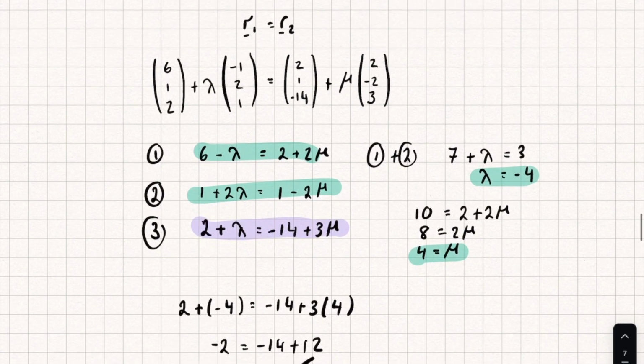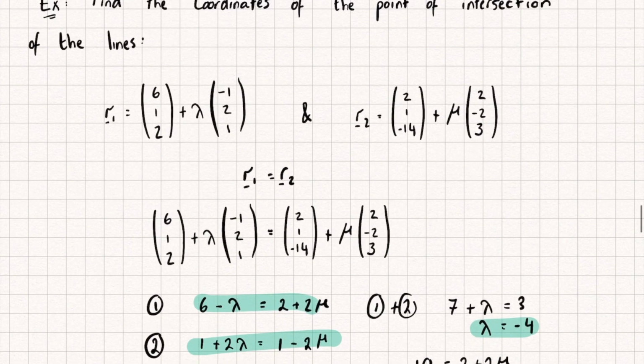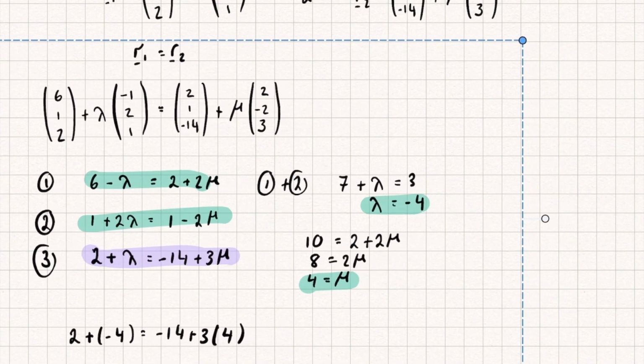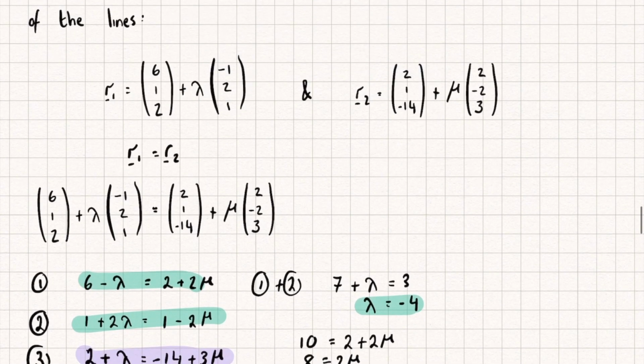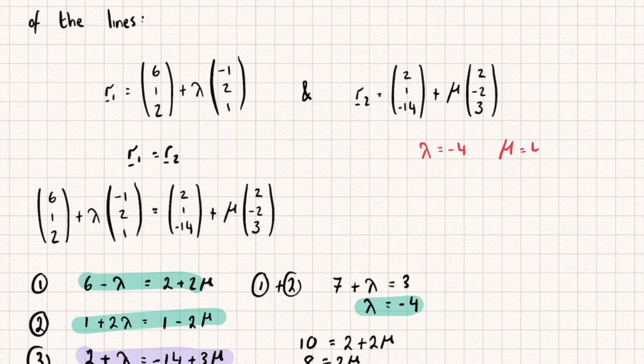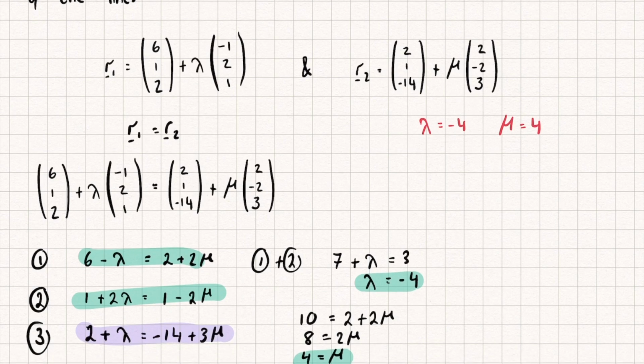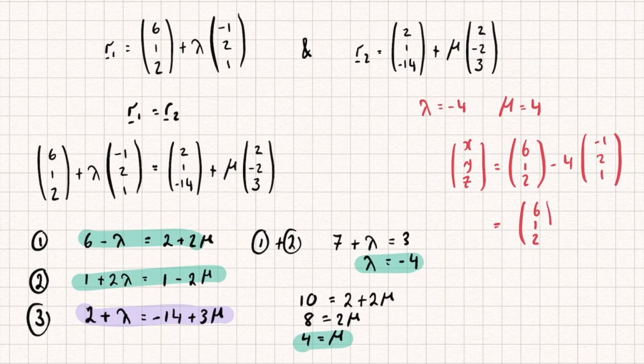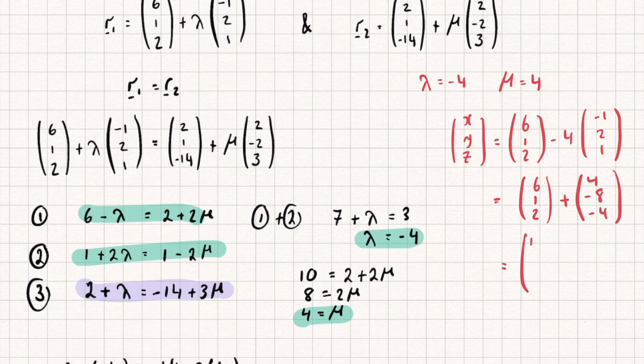Okay, so for the coordinates of the intersection, let's substitute our values of lambda and mu into the first equation, R1. I'm just going to move everything across slightly so I've got a bit more space to write. So we know lambda is equal to -4, mu is equal to +4. Let's substitute that into R1. So the coordinates of intersection x, y, and z are going to be equal to 6, 1, 2. Well, lambda is -4, so minus 4 lots of -1, 2, 1. Let's now work this out. We've got 6, 1, 2, subtract, let's multiply these together, so plus, let's write it like this, 4, -8, -4, and so the coordinates of intersection are going to be 10, -7, and -2, like so. So that's the first question done. That's when our lines are going to intersect with each other.